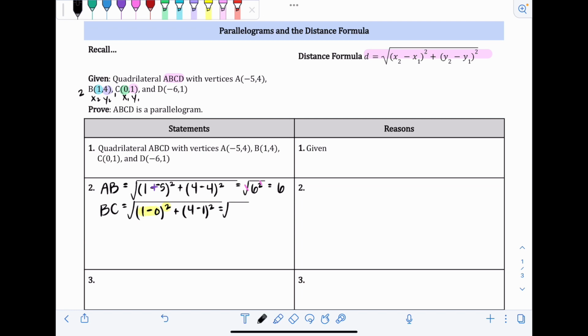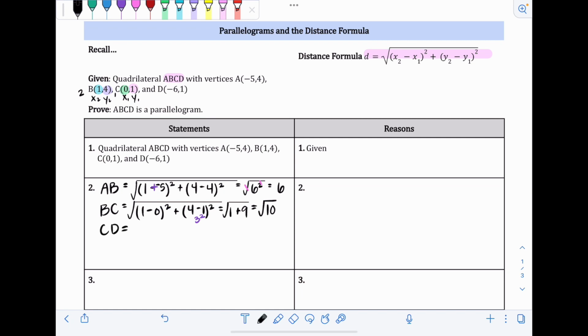The square root of 1 minus 0 squared would just be 1 squared, so just 1. And then 4 minus 1 is 3, and we square the 3 to get 9, so it'd be plus 9. So this would be the square root of 10 altogether. The square root of 10 can't be simplified, it doesn't have any perfect square factors, so we would just leave it like that. And then we can move on to CD.